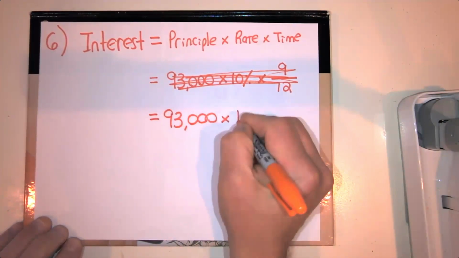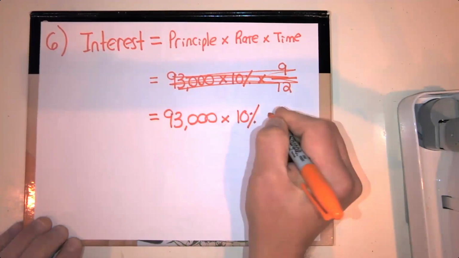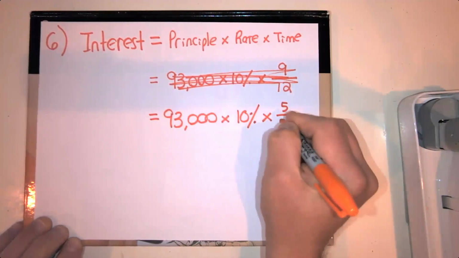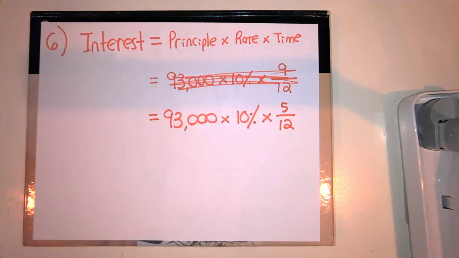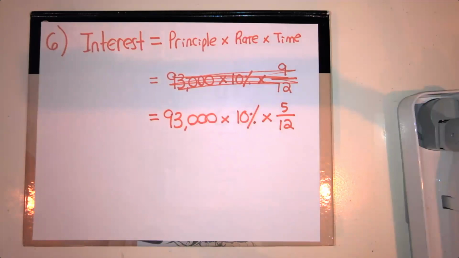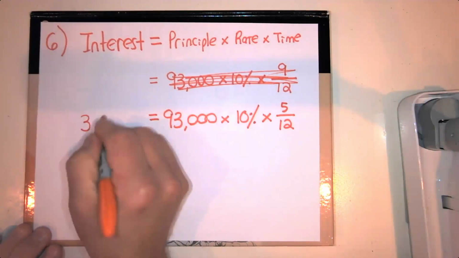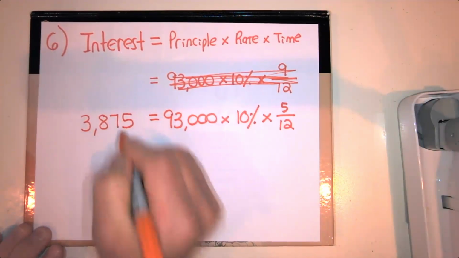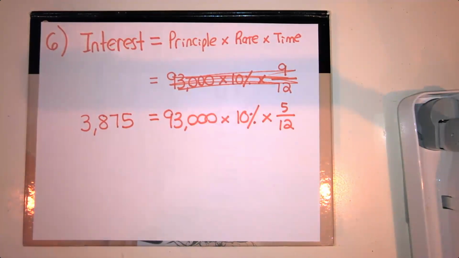Principal times rate times time. Time is always a fraction over 12. The numerator is how many months in that year, in this case 2027, the loan was outstanding. Giving us interest for 2027, $38.75.